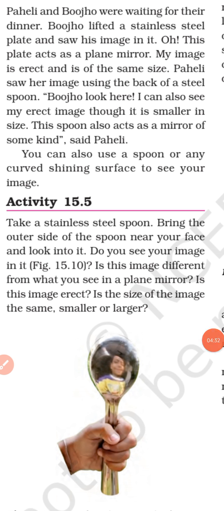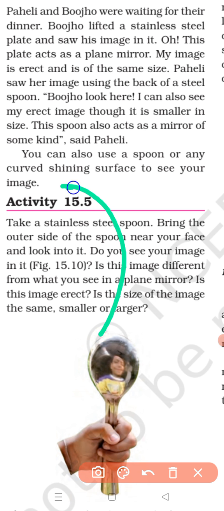If we look into a shining steel spoon, we will find that the front and back part of a spoon give different types of images of our face. This is because the front and back of a shining spoon represent two different types of mirrors. The front part of the shining spoon represents the concave mirror because it is curved inwards. This is the front part.